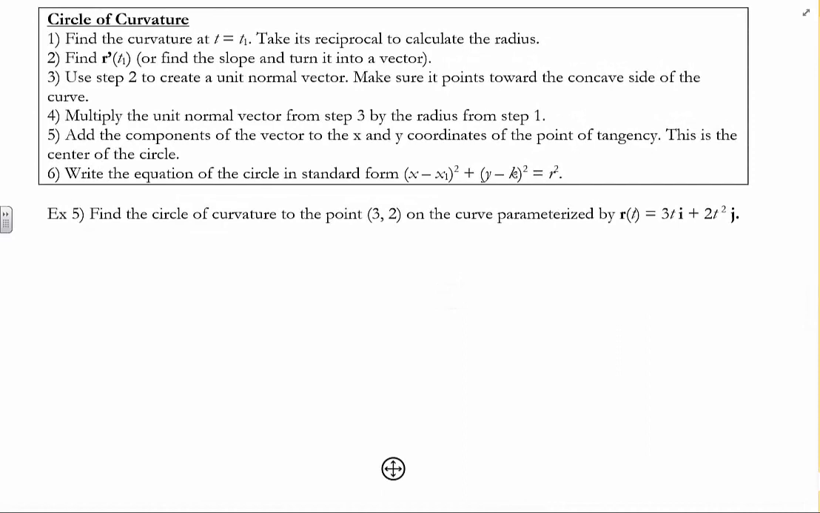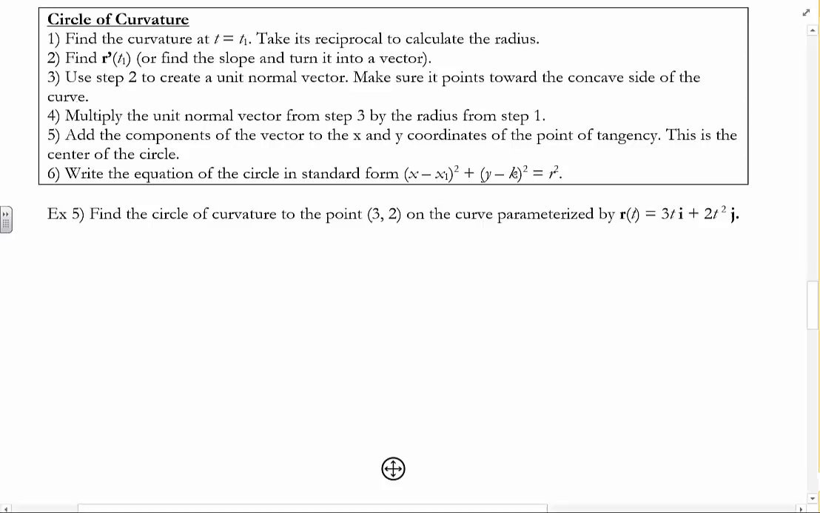All right, so it says find the curvature to get your circle of curvature, take its reciprocal to calculate the radius, find r prime, use step 2 to create a unit normal vector. That way it points toward the concave side of the curve, and that'll show me where it's going to go. So let me kind of show you what's going to happen here. It's going to be a little bit complex. If you have questions, please let me know.